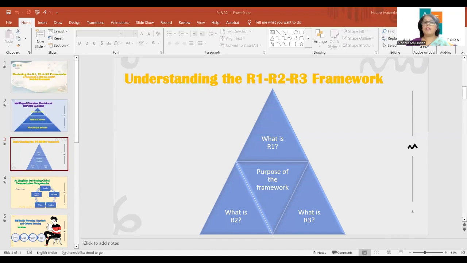Right? Now let's explore R3. What is R3? R3 is an additional language that is different from R1 and R2. It broadens students' linguistic exposure, promotes cultural understanding, and encourages communication beyond their immediate language environment.